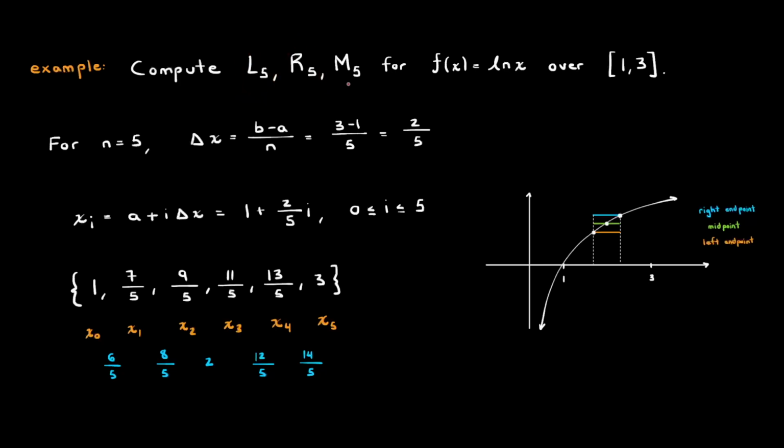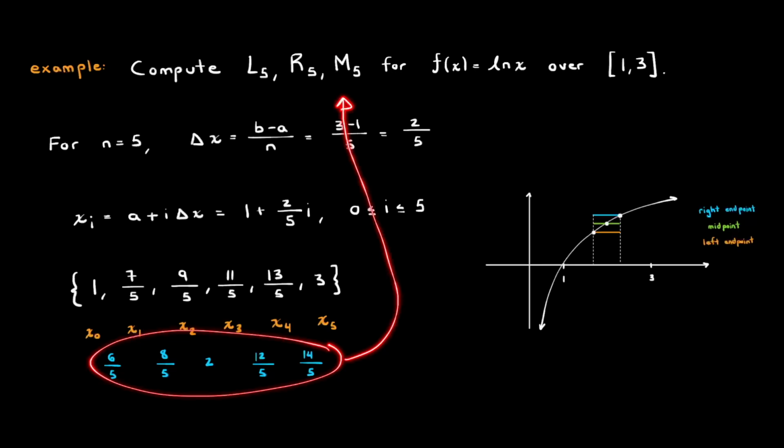For the midpoint approximation, remember, we need the midpoint of these subintervals. These define subintervals. And to evaluate the midpoint approximation, I need the middle value. So to find the midpoint of each subinterval, just take 1 plus 7/5 divided by 2, you'll get 6/5. To find the midpoint of this subinterval, just take the left endpoint, the right endpoint, add them up, divide by 2, and this is going to give you 8/5. And so these blue numbers are going to help us with the approximation M5.